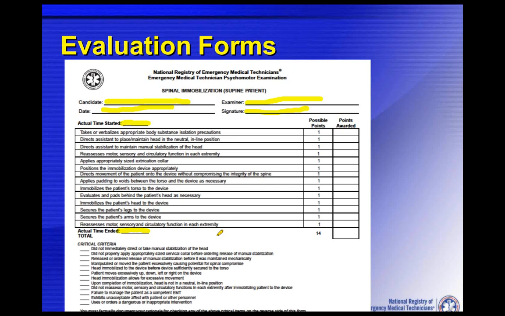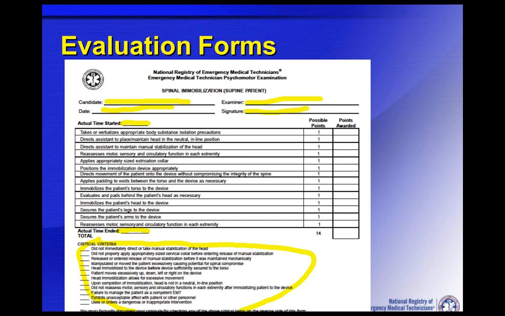So remember, we're looking at the objective of the skill, and in this case it's spinal immobilization supine, and that objective is to immediately protect and immobilize the spine using a long backboard. So as long as you achieve that objective in a timely manner and you don't violate any of the critical criteria here down at the bottom, and you do it within any time constraints that are set, it's a pass. You need to evaluate it that way, and you don't need to let your personal bias in the way that you were taught to put someone on the backboard, or the way that you put someone on the backboard. Did it meet the objectives?